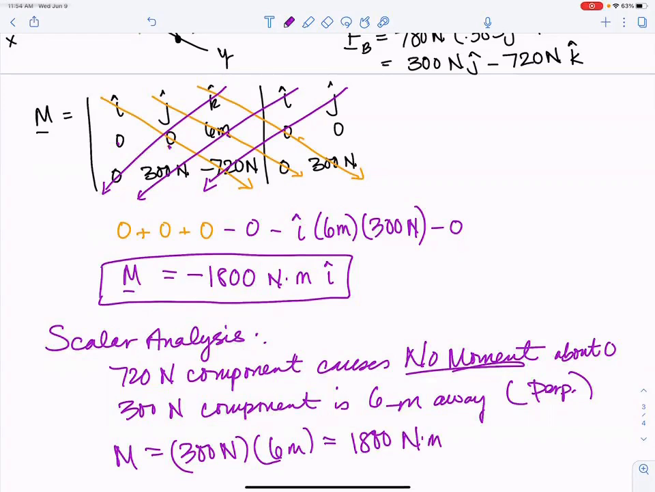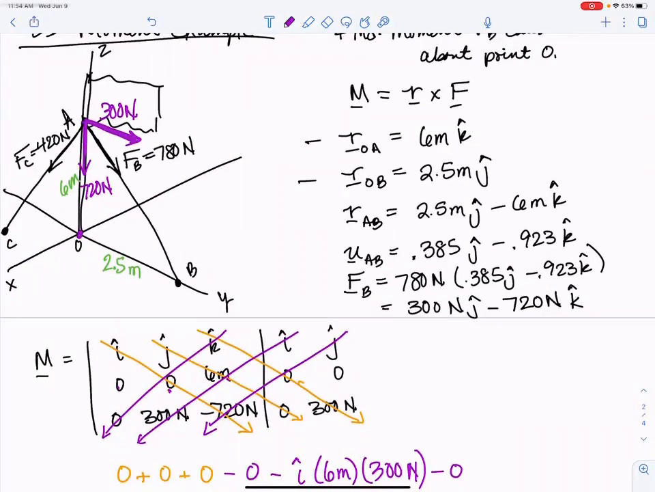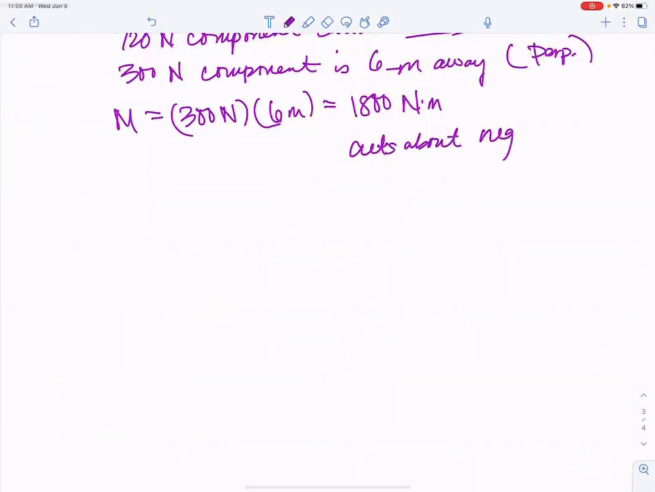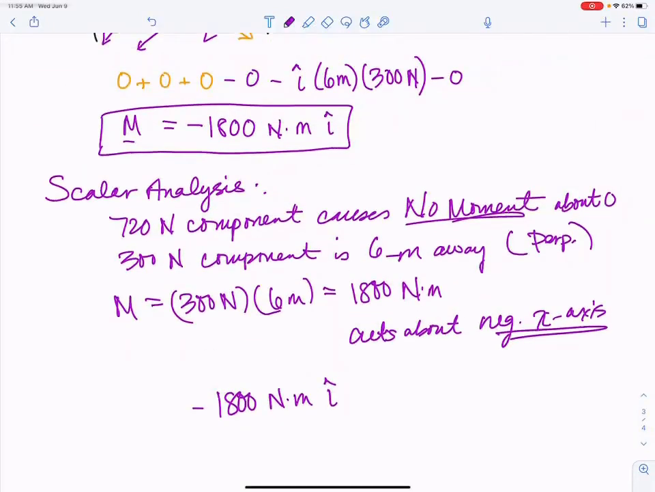Now we've got to figure out what axis it's acting about. So here's where your right-hand rule comes in. Start at point O, your fingers go straight up the z-axis to the force, and then they curl toward the positive y-axis. When you do that, using your right hand, your thumb should be pointing back toward the negative x-axis, back in this direction. So we say that this force creates a moment acting about the negative x-axis. So this moment acts about the negative x-axis. Or we write it as minus 1800 Newton meters I, which is what we got before, right? Minus 1800 Newton meters I. There's your moment vector.